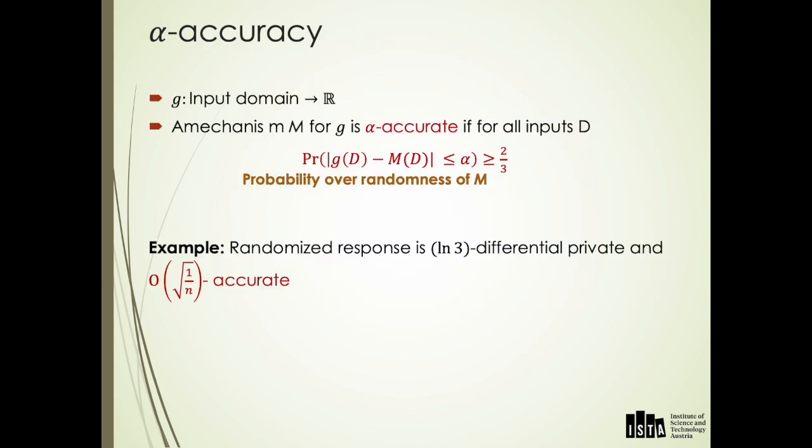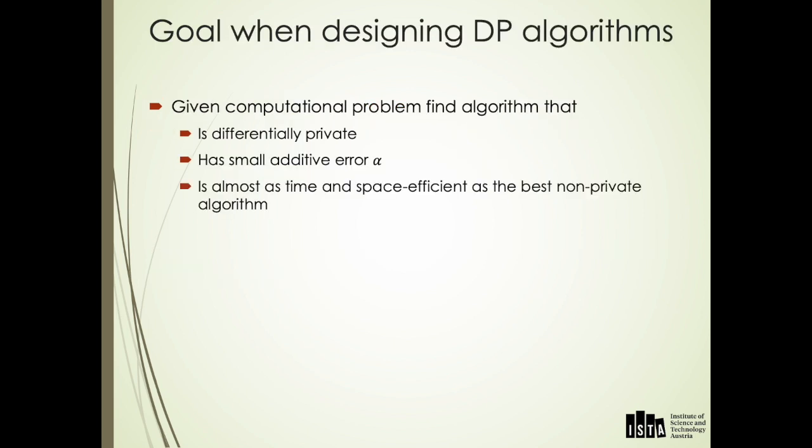Good, so what have we seen? So far, randomized response is ln 3 differentially private, and it's O of square root of 1 over n accurate. And in general, the definition of accuracy is as follows. We say a mechanism is alpha accurate if for all inputs d, the probability, again over the randomness of the algorithm, that the true output minus the noisy output is at most alpha, is at least 2/3. So there is a good chance that the error is at most alpha. And so the goal in differentially private algorithms research is always that you have some computational problem.